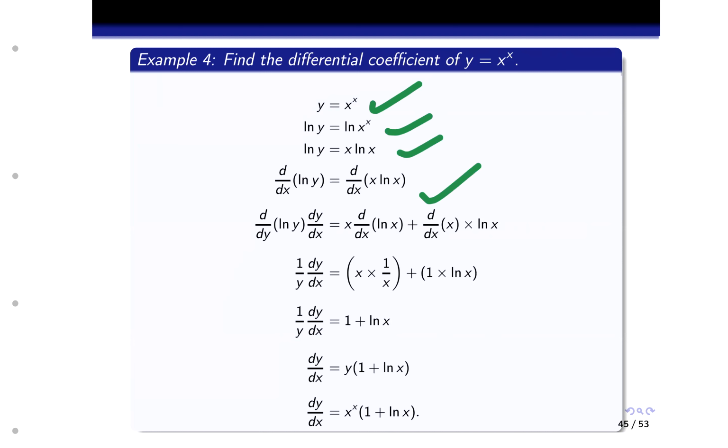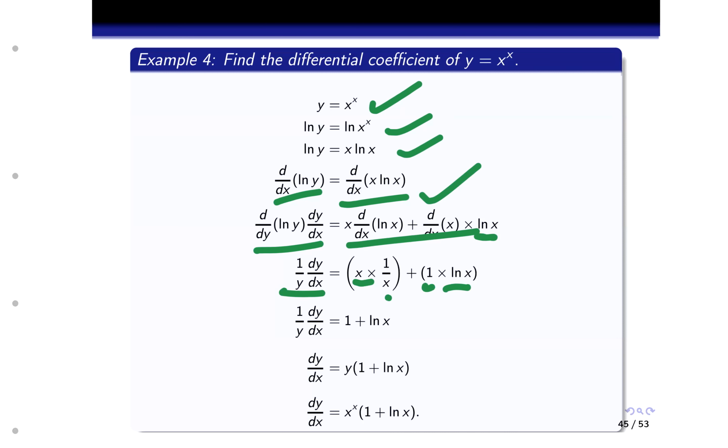So this is looking like product rule now. And for ln y, you have d/dy of ln y, dy/dx, which we have been doing. d/dy of ln y is 1 over y, dy/dx. Then this is x ln x, so product rule. So you take x, multiply by the derivative of ln x, then take ln x, multiply by the derivative of x. So you have x here, differentiate ln x, that's 1 over x. Then ln x is here, differentiate x, you get 1.